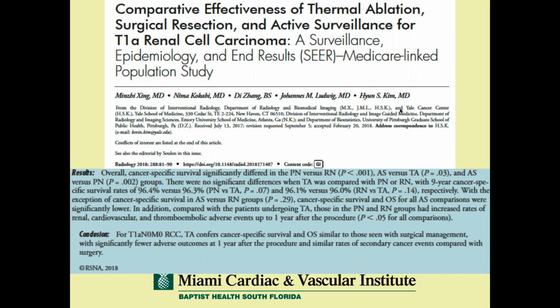And they concluded that for T1 lesions, so we know small lesions, 3 centimeters or less, that tumor ablation confers cancer-specific survival and overall survival similar to surgery. And I think if there's one thing you're going to remember about this talk, it's that.